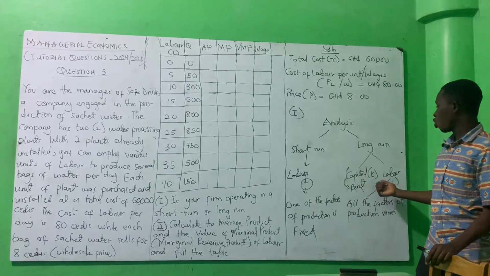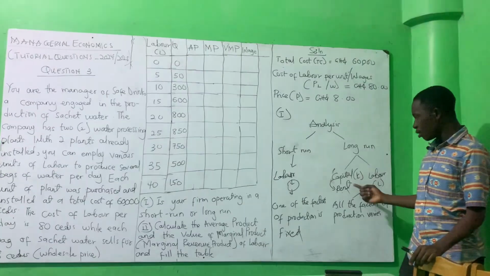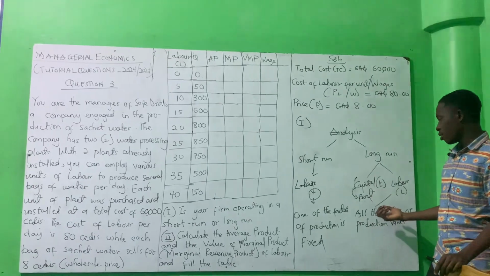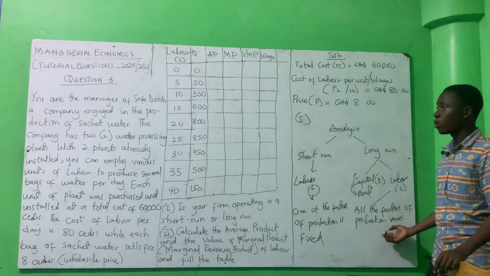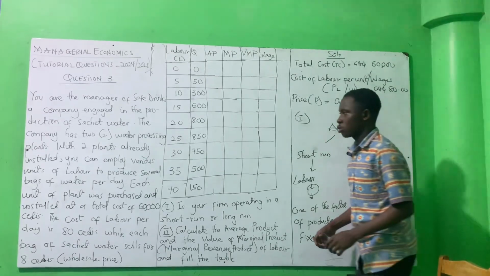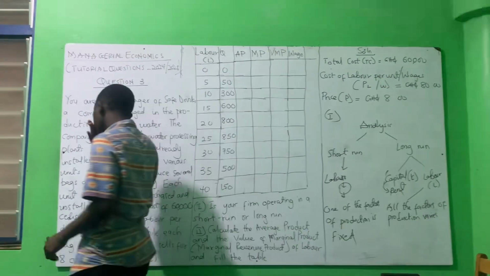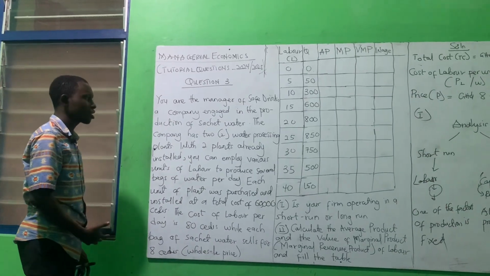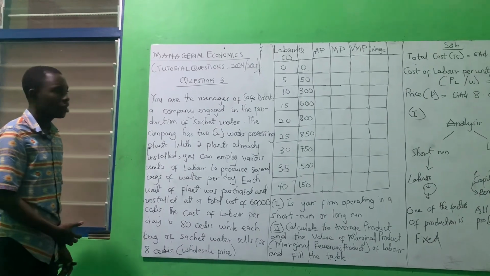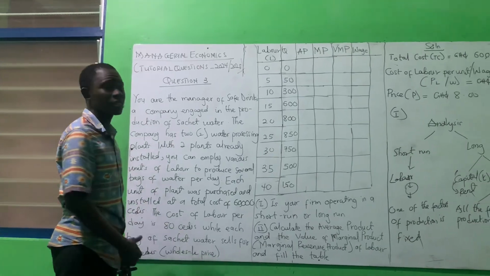Then when we come to long run, we use capital and labor. All the factors of production vary. So that is how we determine whether it's short run or long run. When you check the question, there's nothing like capital in the question. Everything the question is trying to explain is labor.